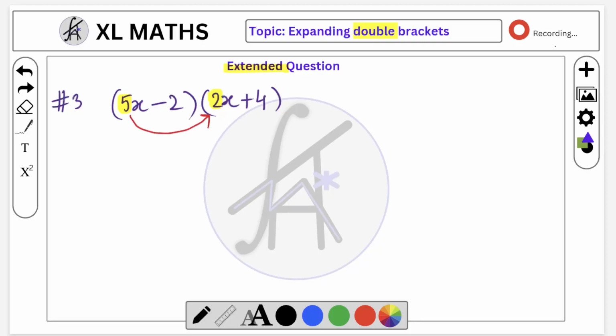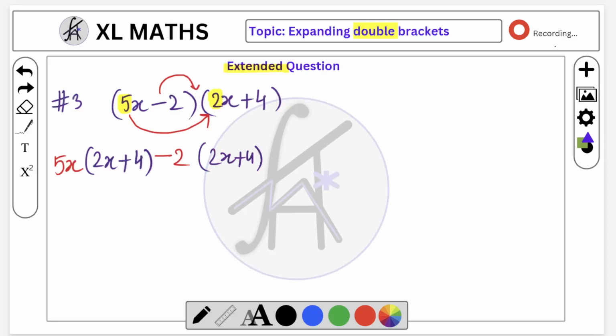First term multiplying the entire bracket, second term multiplying the entire bracket. So 5x was the first bracket, and the second bracket is 2x plus 4. Minus 2 was the other term, multiplying the same bracket, 2x plus 4.